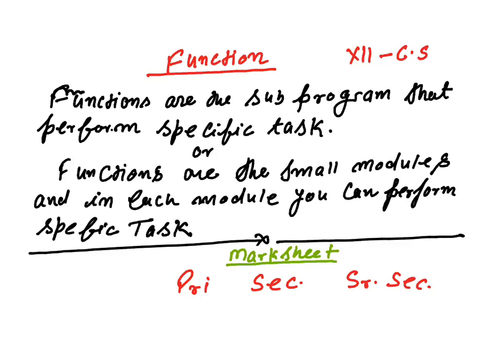Hello, this is the first topic of class 12th computer science and the name is function. First we will discuss the definition of the function. Functions are the subprograms that perform a specific task, or you can say functions are small modules, and in each module you can perform a specific task.